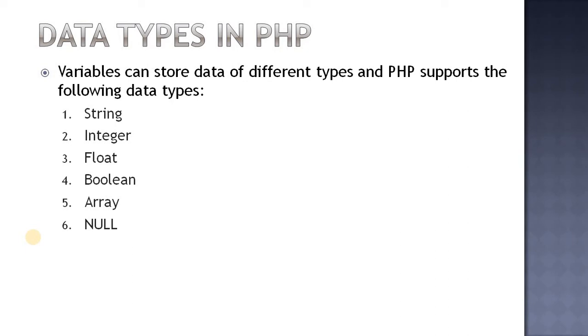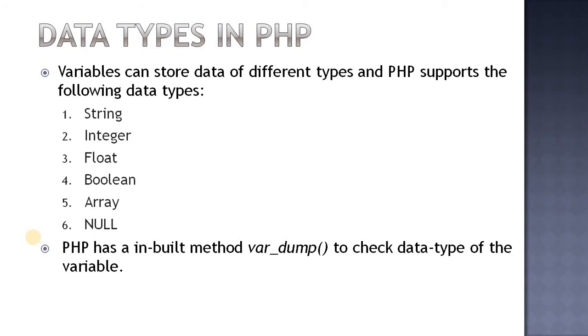Sixth one, null. When there is no identified data type, let's take for example that we are trying to divide a number by 0. In that case, it comes as null. So these are the different data types which are present in PHP. These can be asked for MCQ, with 2 correct or 3 correct options. PHP has a built-in function var_dump to check the data type of the variable.